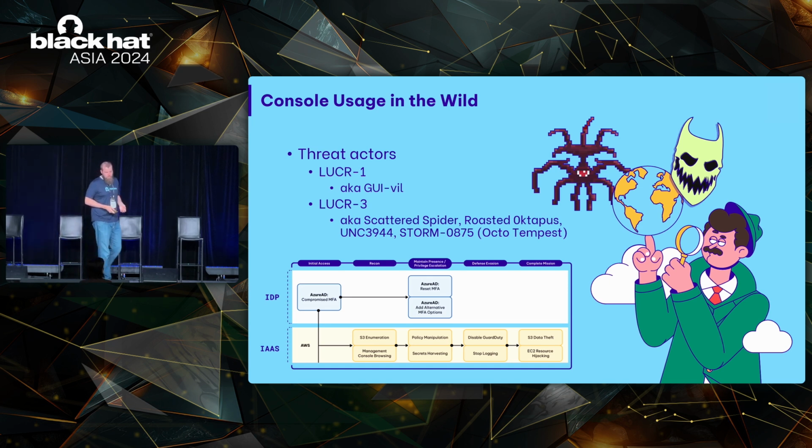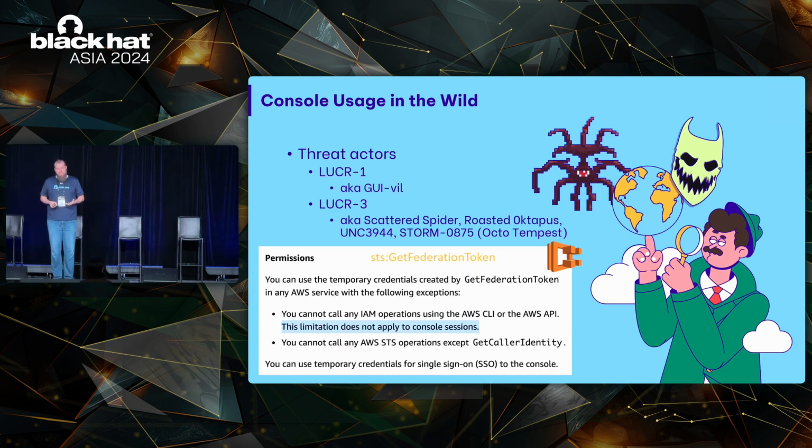Sometimes there are also technical reasons why someone might use the console. For example, we've actually seen a case where an attacker basically broke out of an ECS container and they had a federation token. And what's interesting is that if you look at AWS documentation, if you have access in a federated token, there are some limitations. Like you cannot access the IAM service via the CLI or an SDK. But that limitation does not apply to console. And that's precisely what this attacker did.